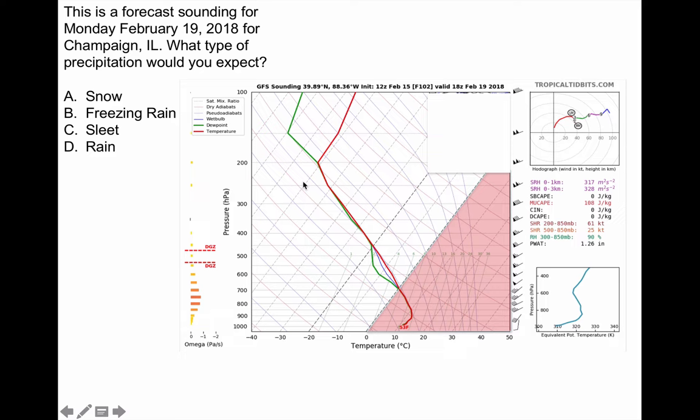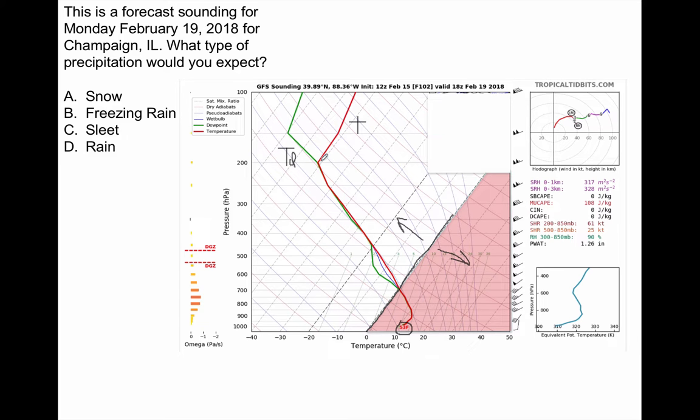Now, if you're completely lost, I understand, because this is the first time I've shown you a diagram that looks quite like this. Let me help you figure this out. Well, if this is the temperature profile of the atmosphere, and this is the dew point temperature profile of the atmosphere, we know that the surface is right down here. And this line here represents our freezing line. So this side of it is above freezing, and that side is below.